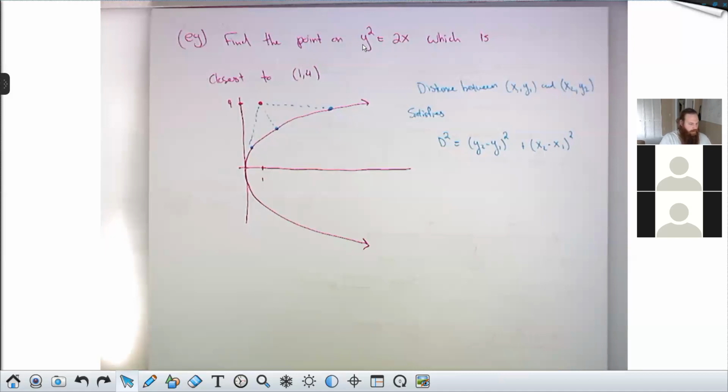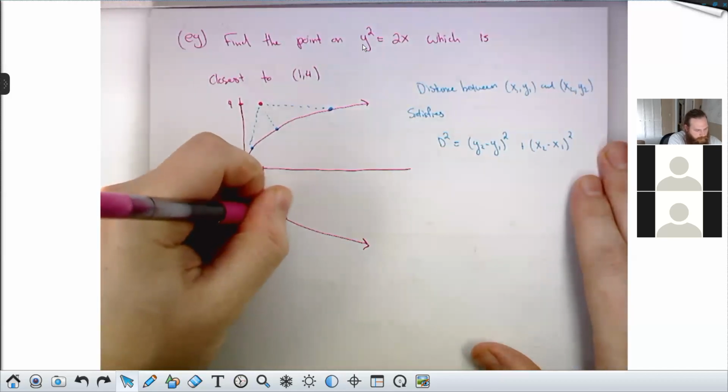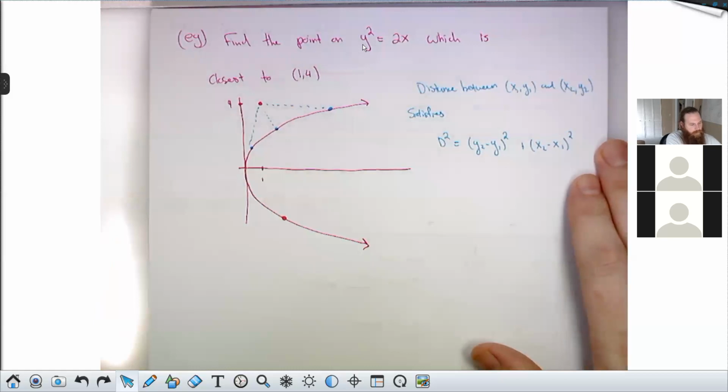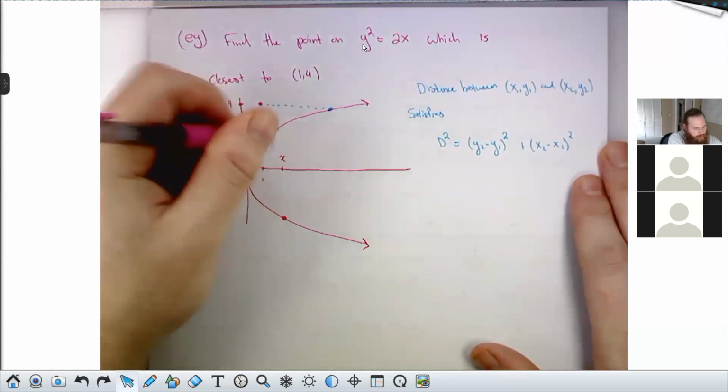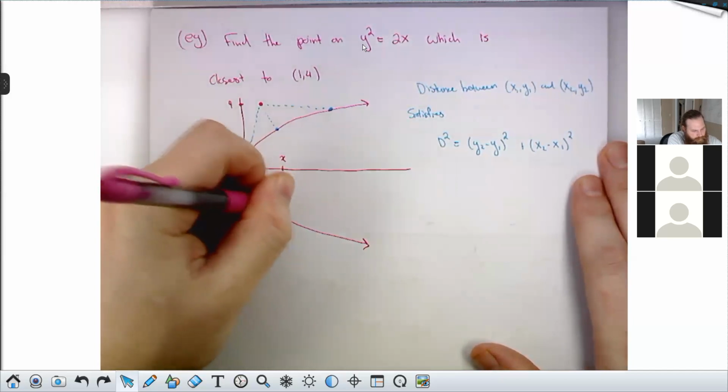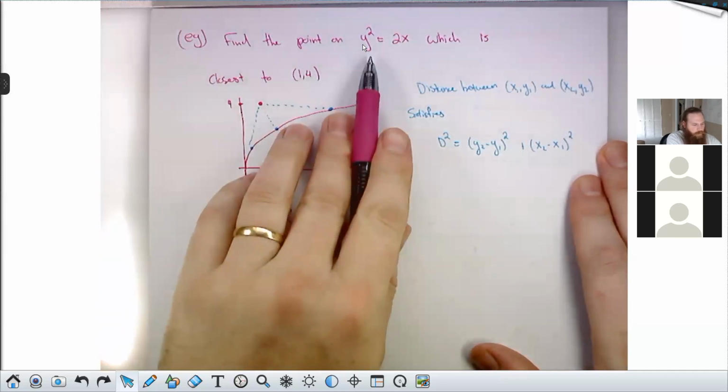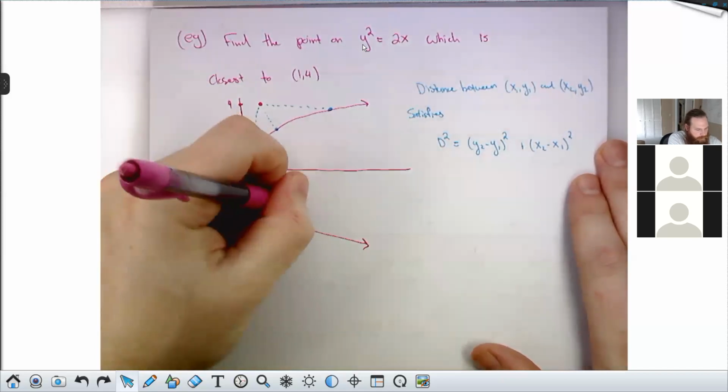A point along the graph y squared equals 2x. Well, if this is an arbitrary x value, then this would be x, and y would be the square root of 2x.